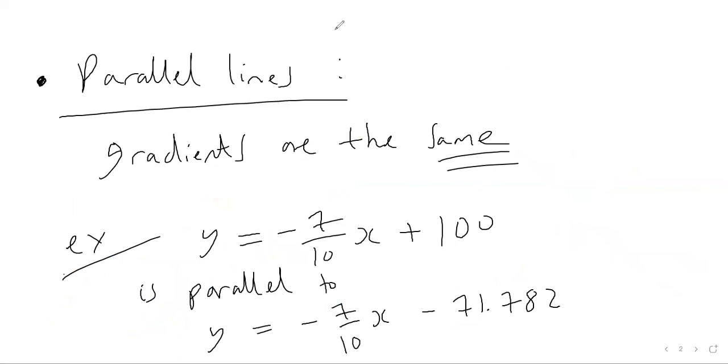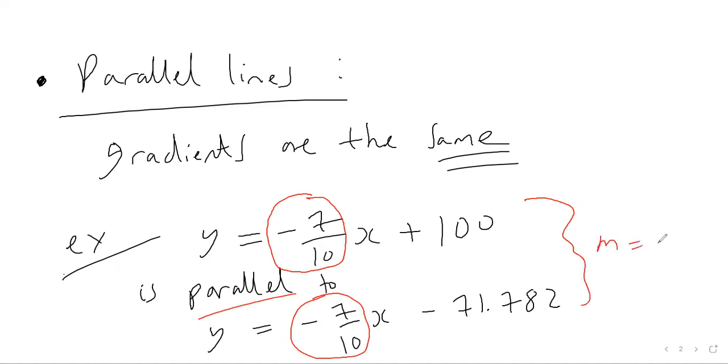So for example, these equations here: y equals minus 7 over 10x plus 100 is parallel to y equals minus 7 over 10x minus 71.782. The key thing is that it doesn't really matter what the y-intercept is. The y-intercepts can be anything. The key thing is that the gradients are exactly the same. So the m value, we'll just call m for gradient, is the same in both cases, so they must be parallel. That's how you can determine if two lines are parallel, if given the two equations of those lines.